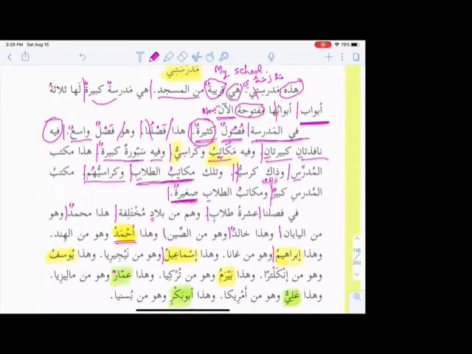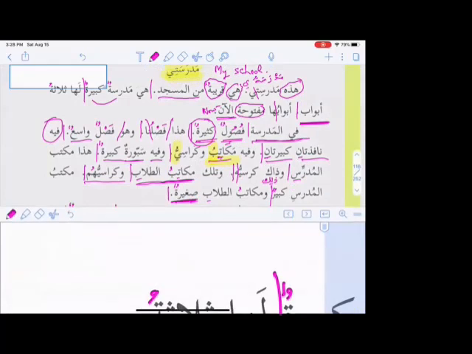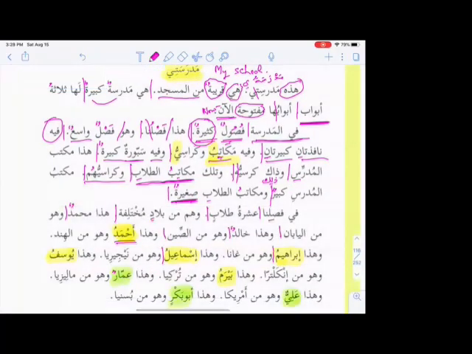Fi faslina, now comes numbering. Fi, harf jar, fasli, ism majrur, wa huwa mudaf. In our classroom, only fi fasli you will say jar majrur shibu jumla khabar. And you will say mudaf ilayh. That is good enough. There is one more word you can use, but I don't force you to do it. We will learn as we go along.